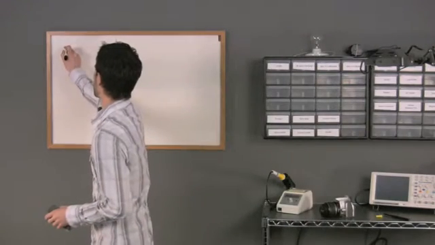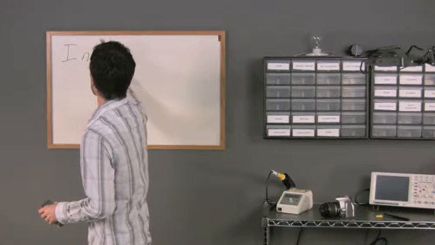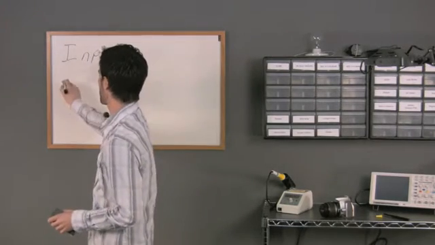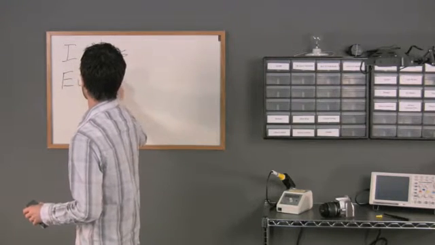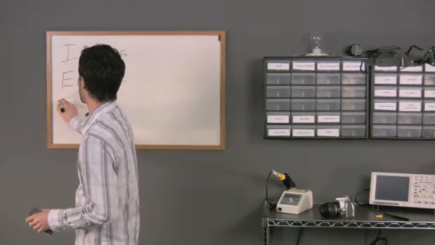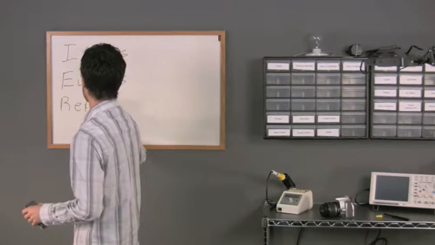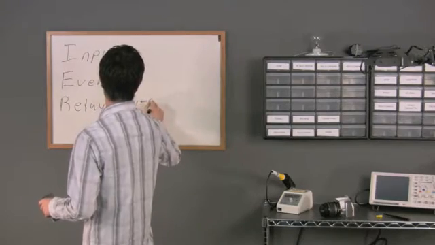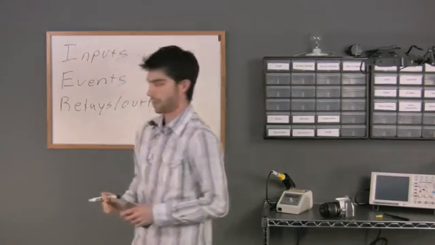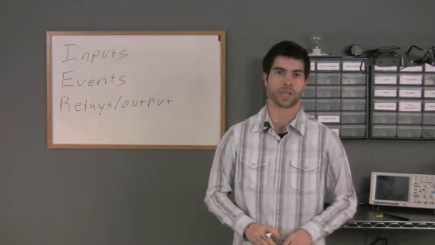The first key is inputs. The second is events. And the third is relays, also known as output. Now in this video, we're going to start with the first part of this, which is inputs.